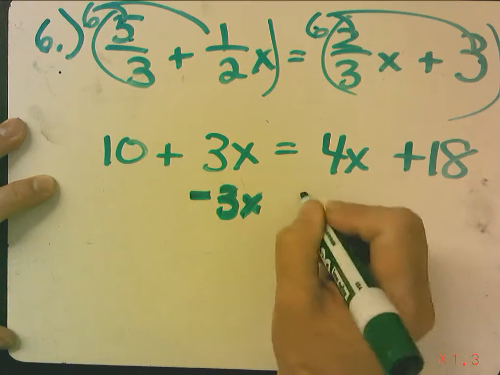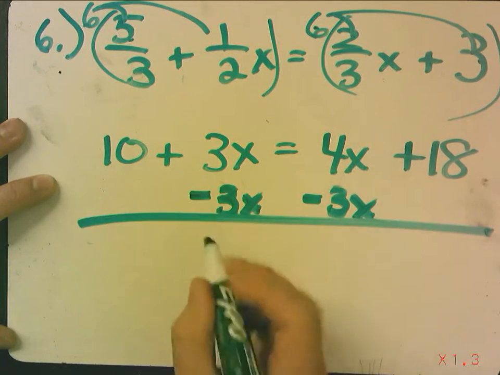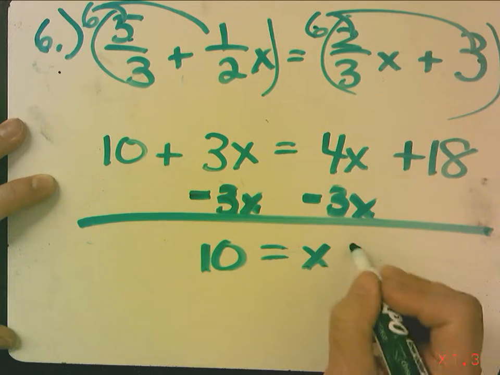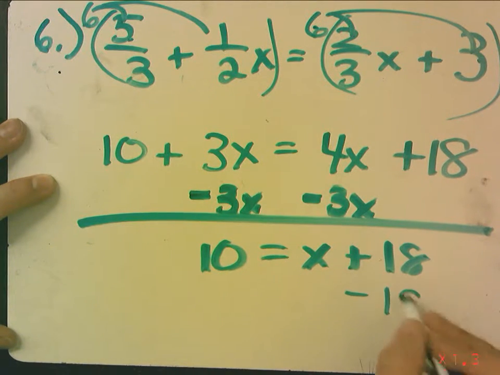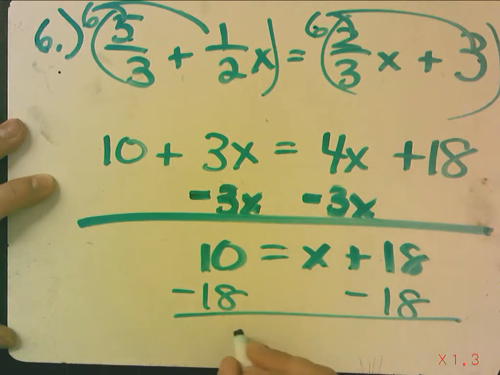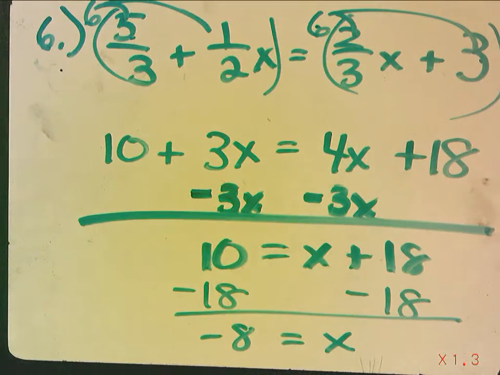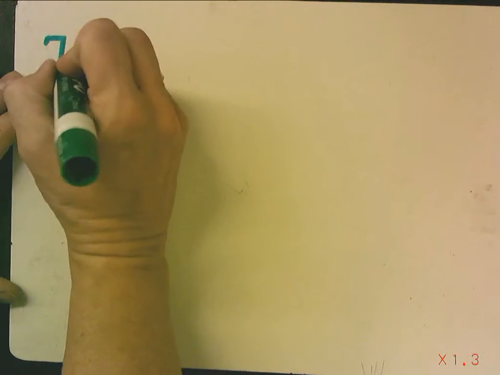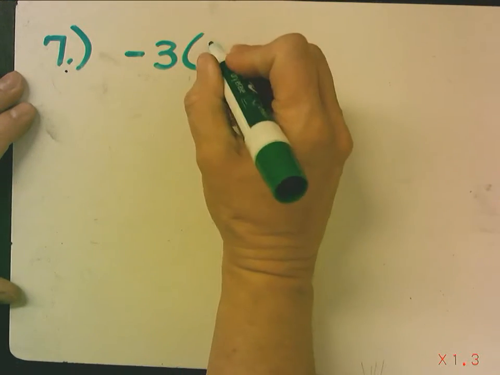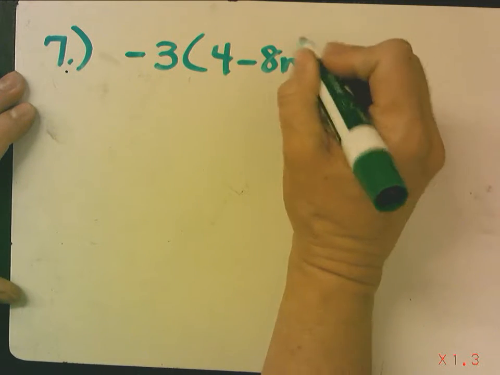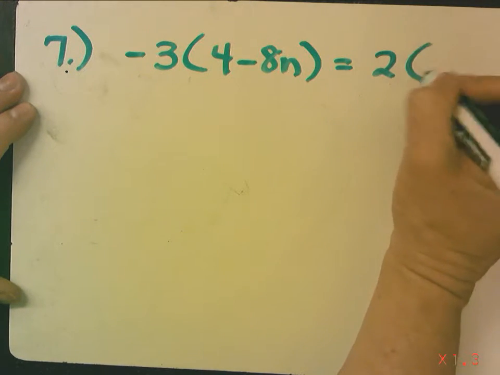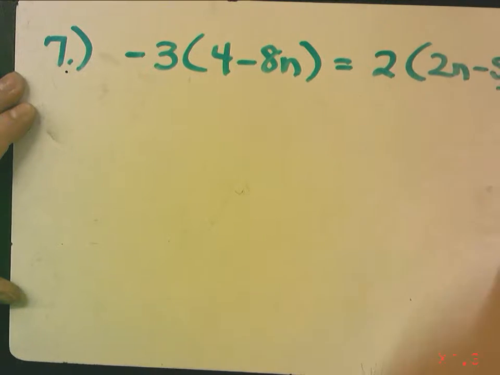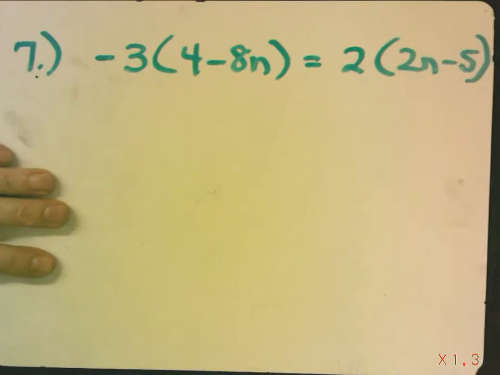Now I'm going to subtract 3x from both sides. And subtract 18 from both sides. And x equals -8. Solving these equations, if you can solve all these equations, you will have no problem on the Chapter 3 test, or really, if you can solve these equations, you are set for high school math.